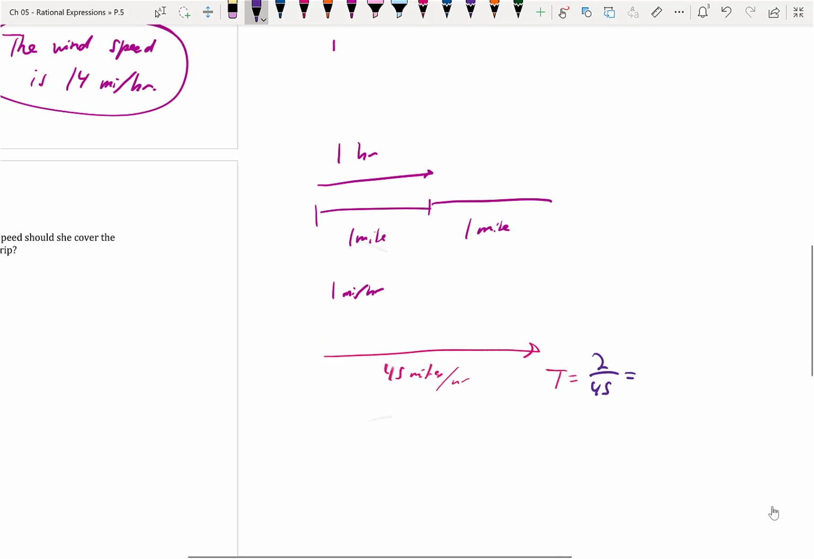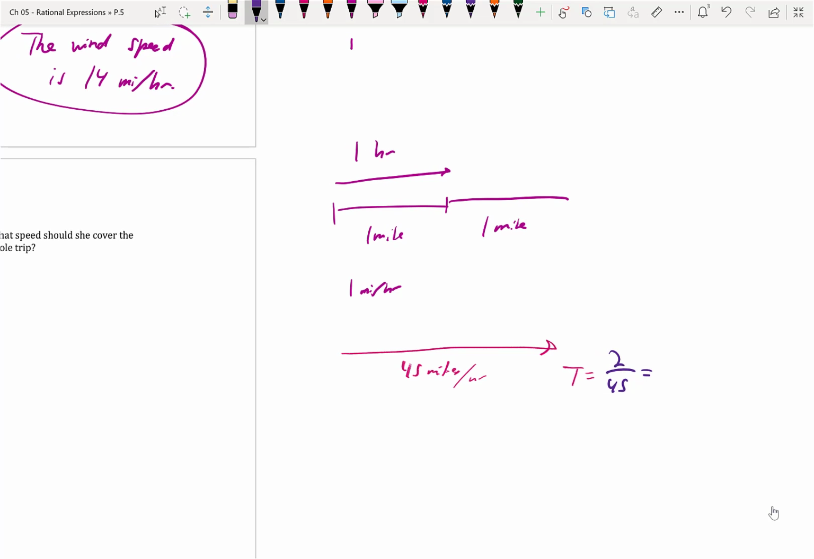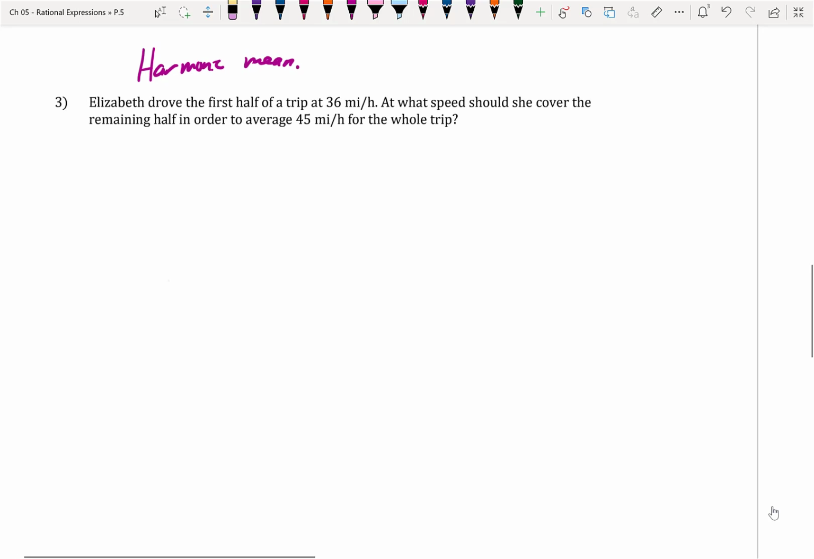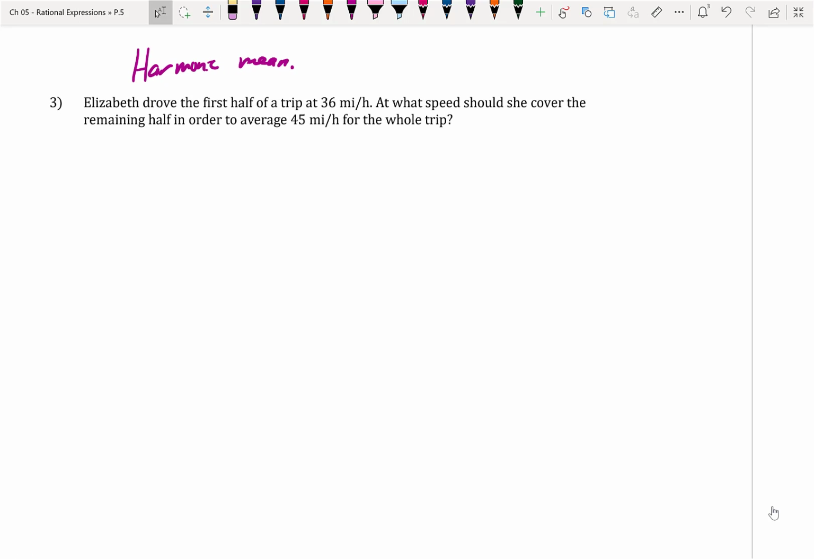That's one of the problems with harmonic mean. You spend so much time on the first half when it's slower that to go faster for the second half, it's not just a matter of trying to average it out. You have to take into account how much time you spent. So the problem setup is going to be very similar to what we've done. I just need you to have that sense in your head that it's not just a simple matter of averaging, and you cannot average rates.